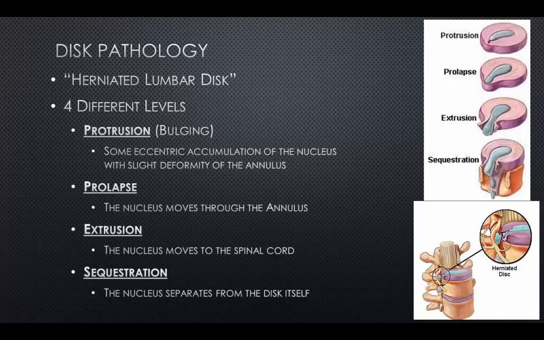A protrusion or bulging occurs when some eccentric accumulation of the nucleus with slight deformity of the annulus. A prolapse is when the nucleus moves through the annulus. An extrusion occurs when the nucleus moves into the spinal cord, and during sequestration, the nucleus separates from the disc itself. Disc herniation is the most common at the L4-L5 level.